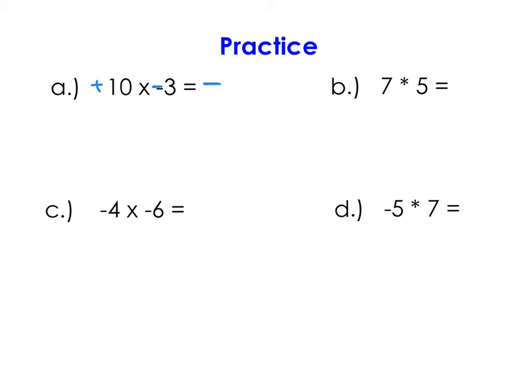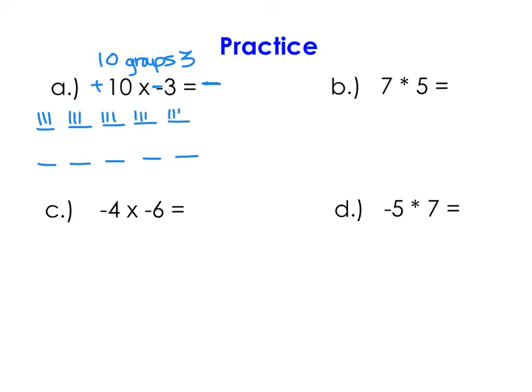Now, some of you might know the answer straight off the bat, but if you don't, let's try to write this out. So this is saying we have 10 groups of 3. And you can disregard the symbol right now because we already know our answer is going to be negative. So we have 10 groups of 3. So 1, 2, 3, there's one group. So we'll say 1, 2, 3, 4, 5, 6, 7, 8, 9, 10. So I have 10 groups of 3.